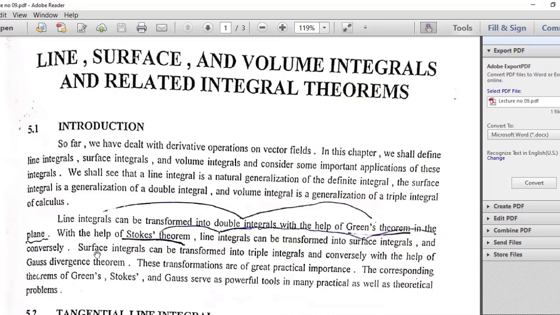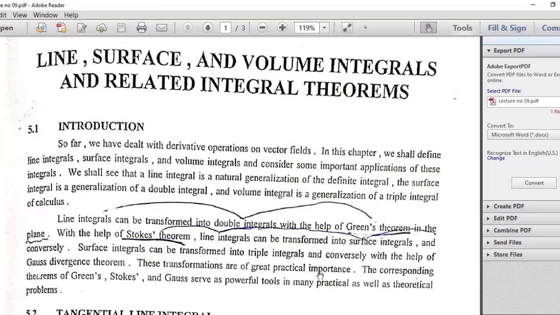Now, a surface integral can be transformed into a triple integral and conversely with the help of the Gauss divergence theorem. Students, also an important thing: a surface integral can be transformed into a triple integral. Meaning we transform a surface integral, meaning a double integral, into a triple integral with the help of the Gauss divergence theorem.